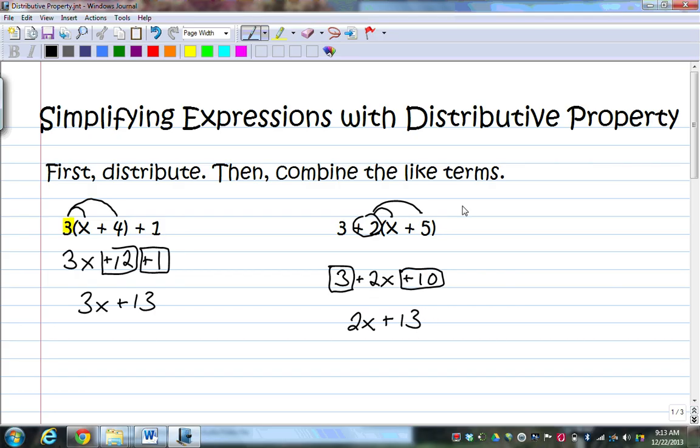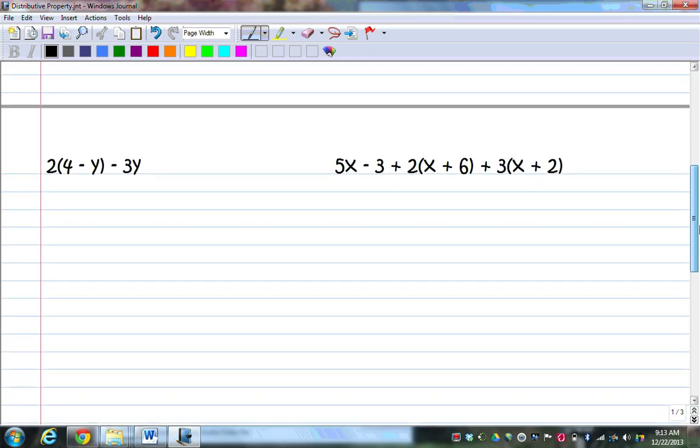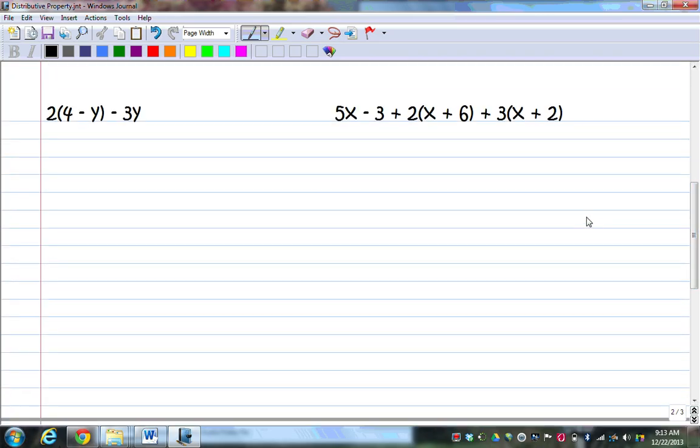Let's move on to something that is a little more challenging. So, this first one here, 2 times this quantity 4 minus y, and then I have the minus 3y. The reason that this one is a little challenging is because of this right here. Some students forget that. So I'm going to distribute this 2 times 4 and 2 times a negative y. 2 times 4 becomes 8. Positive 2 times this negative y is negative 2y. And then I have this negative 3y on the end.